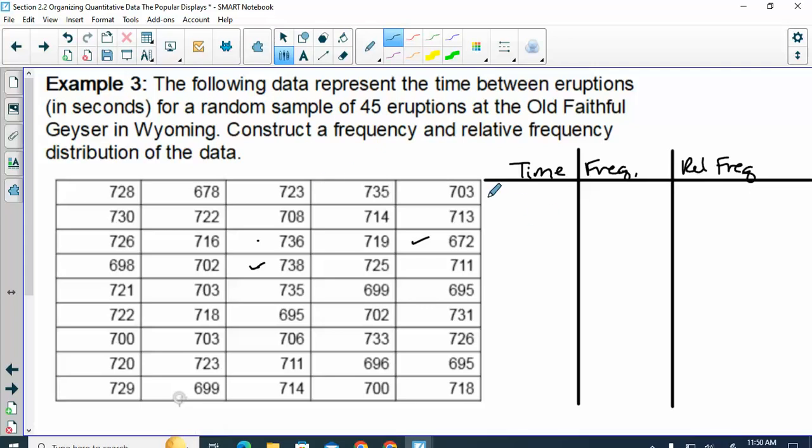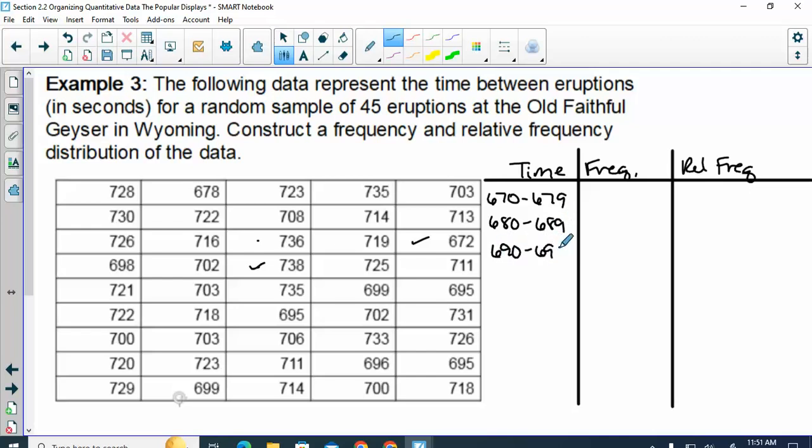Let's just do, how about I said 670. Now, if I want to go up by tens, I can't say 670 to 680 and the next one 680 to 690. What's wrong with that? Yeah, it repeats. So if I want to go up by 10 each time, where should I end this one? 679. And I could do 680 to 689.